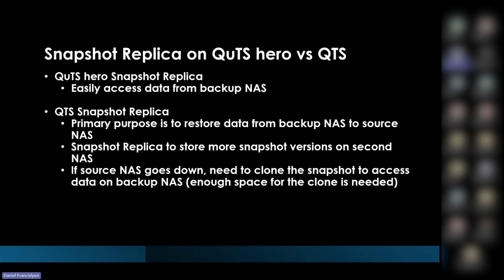If your primary goal is not to have more snapshots, if your primary goal is disaster recovery and you're running QTS, HBS 3 is generally better for disaster recovery, whereas Snapshot Replica is more there to provide more snapshots. So I hope that was clear. If it's not clear, please feel free to post some questions and we will answer after.